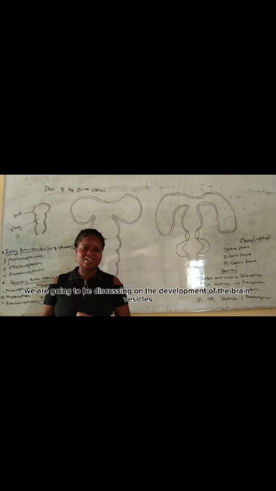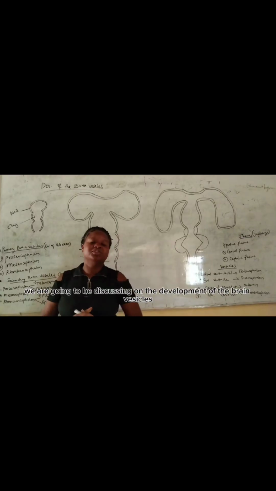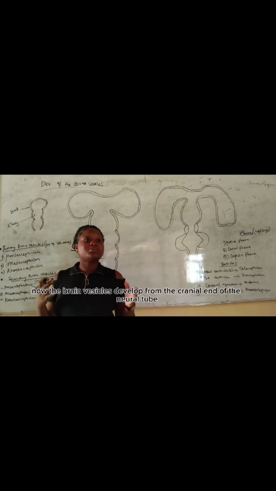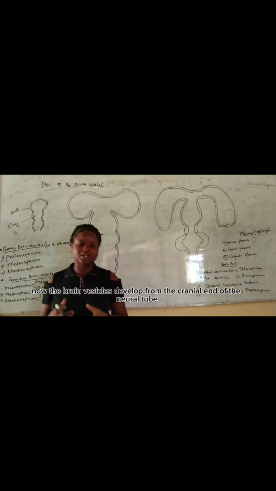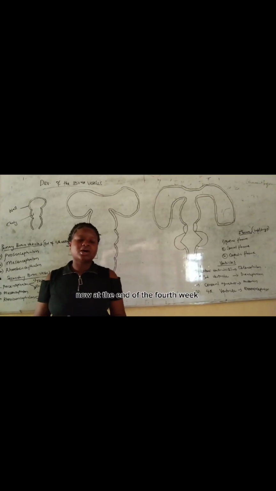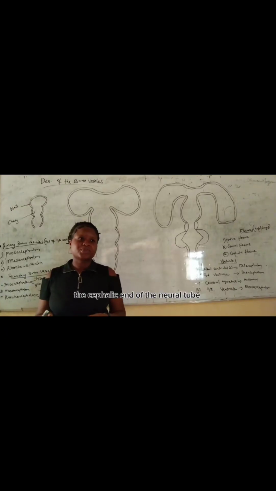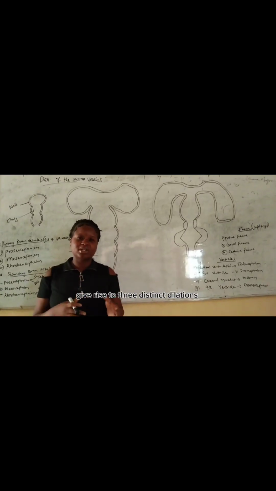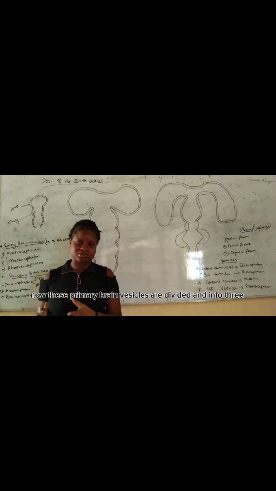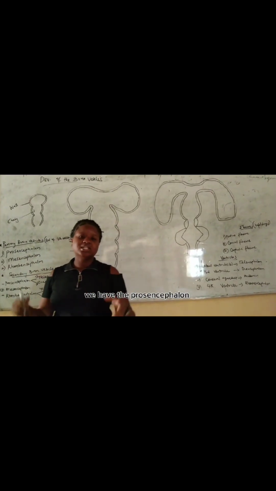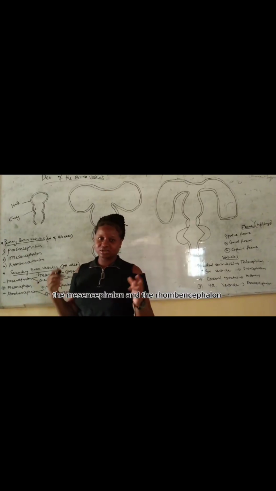So in today's class, we are going to be discussing the development of the brain vesicles. Now, the brain vesicles develop from the cranial end of the neural tube. At the end of the 4th week, the cephalic end of the neural tube gives rise to 3 distinct dilations, known as the primary brain vesicles. These are the Prosencephalon, the Mesencephalon, and the Rhombencephalon.